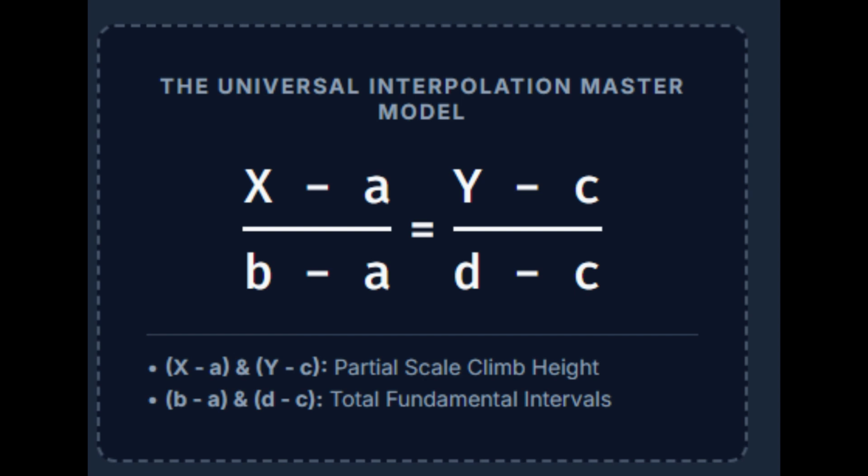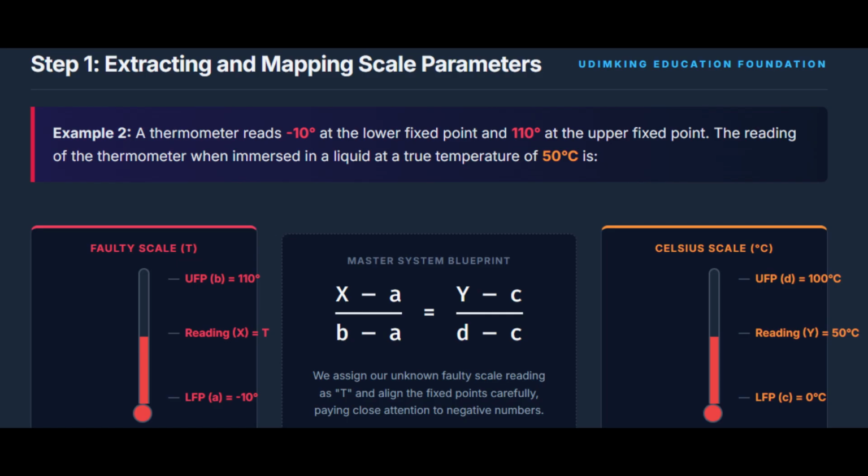Following the standard universal formula for our faulty thermometer on the left, our lower fixed point, A, is locked at -10, and our upper fixed point, B, is anchored at 110. The unknown scale value we are solving for, X, will be labeled as T.